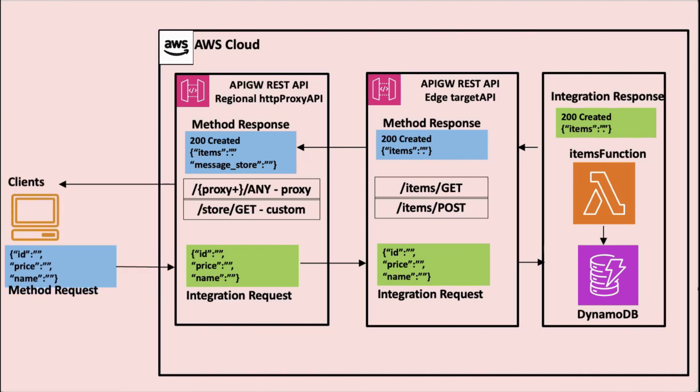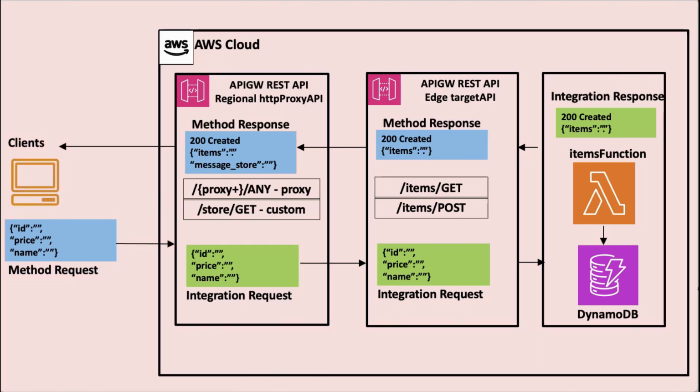Now we will have a client which sends that JSON file and gets this response back. If the client uses the /proxy API, there is no transformation. But if the client uses the /store API, then there is a custom integration. We will see this in action in the demo. Now let's go to the source code to see how to implement this entire architecture.